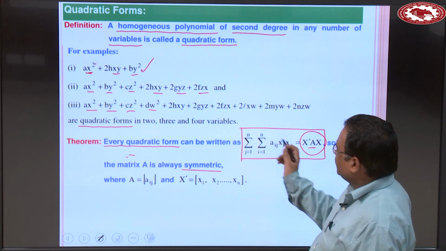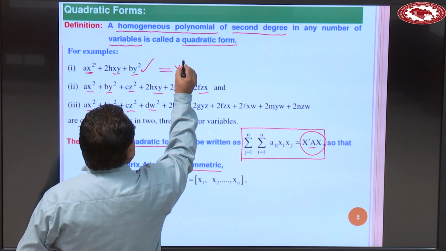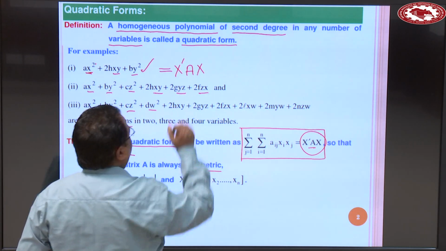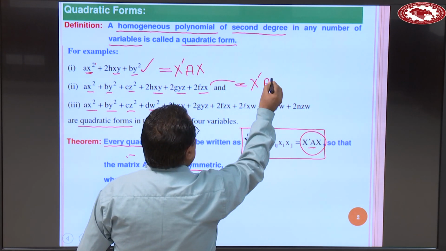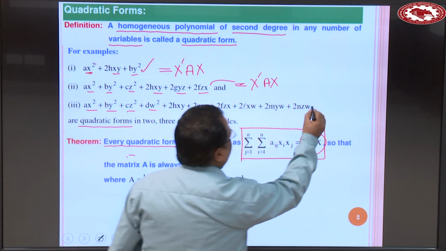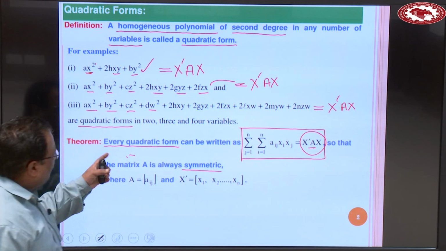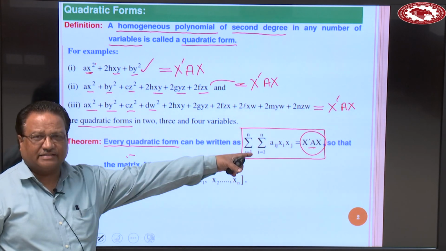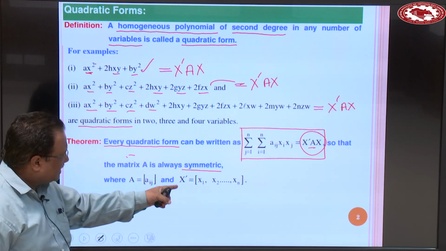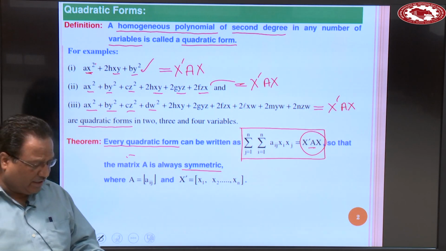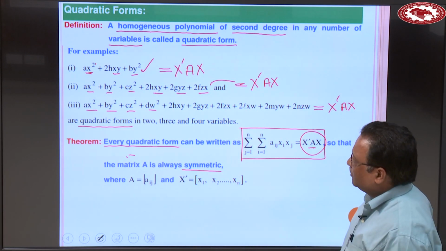Okay. And this means that this expression can be written as x dash Ax. Similarly, this expression can be written as x dash Ax, and this expression as well. So, every quadratic form can be written in x dash Ax form, so that the matrix A is always symmetric, and x dash is equal to x1, x2 and so on up to xn. So, this is the definition of quadratic form.